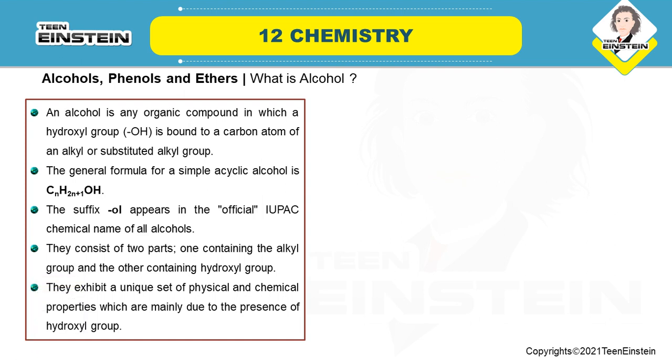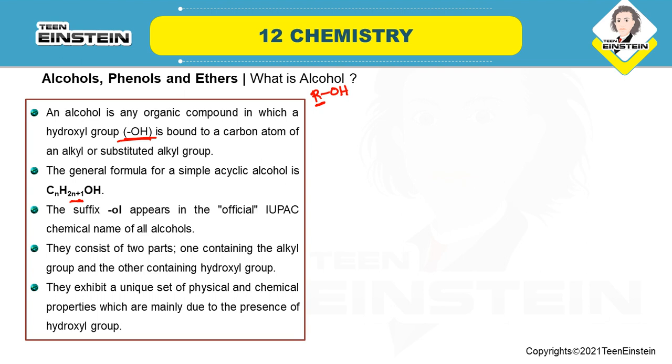So alcohol is any organic compound in which a hydroxyl group, that means OH group, is attached to a carbon atom, and this carbon atom will be an alkyl group or it may be some substituted alkyl group. In general, alcohol is written as ROH, where R is an alkyl group or substituted alkyl group. The general formula for a simple acyclic alcohol, that means it will not have any ring type of structure, is CnH2n+1OH.